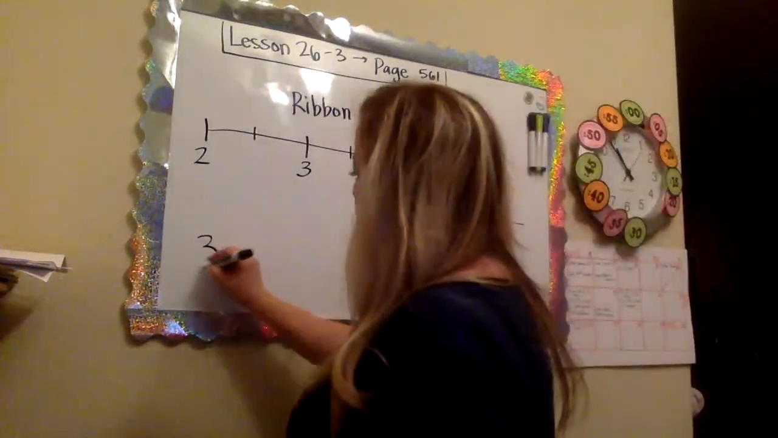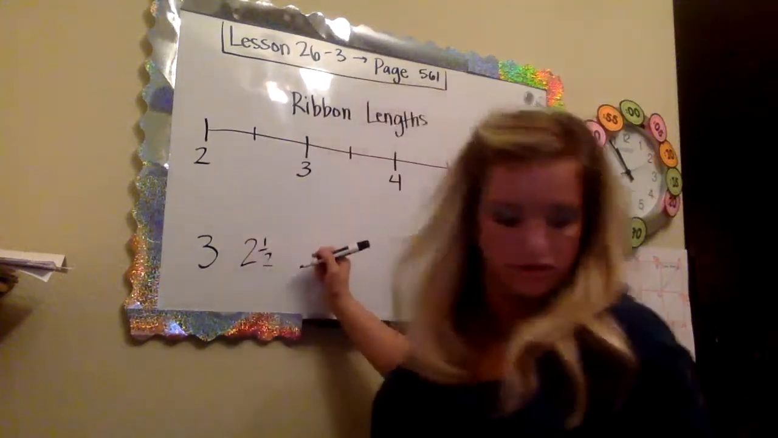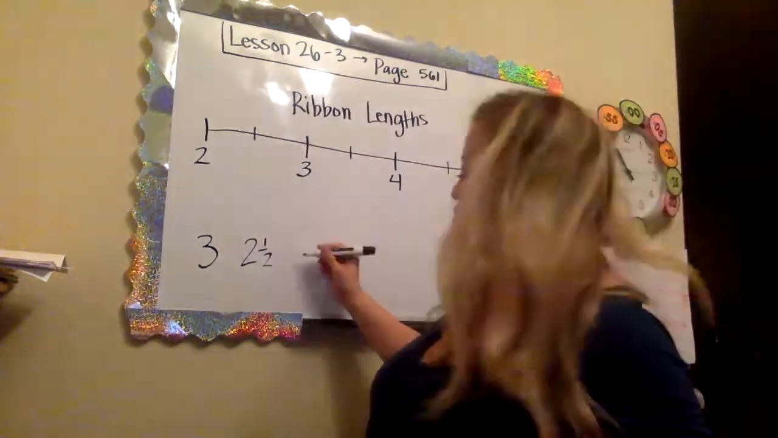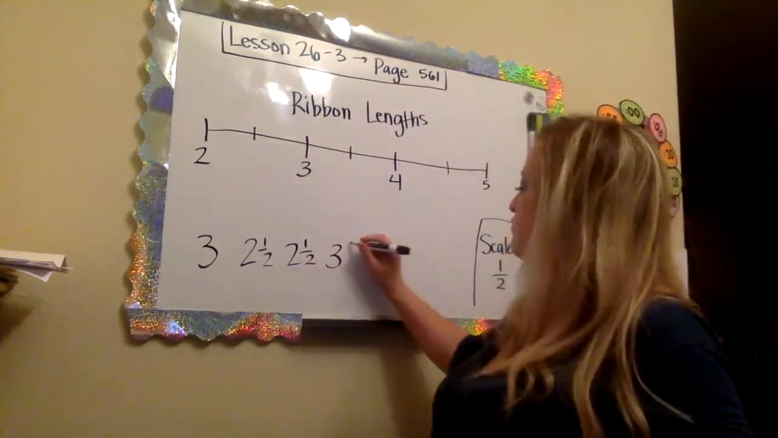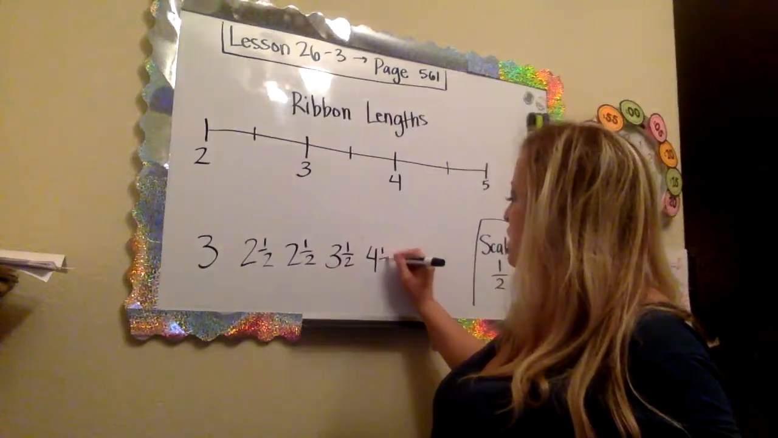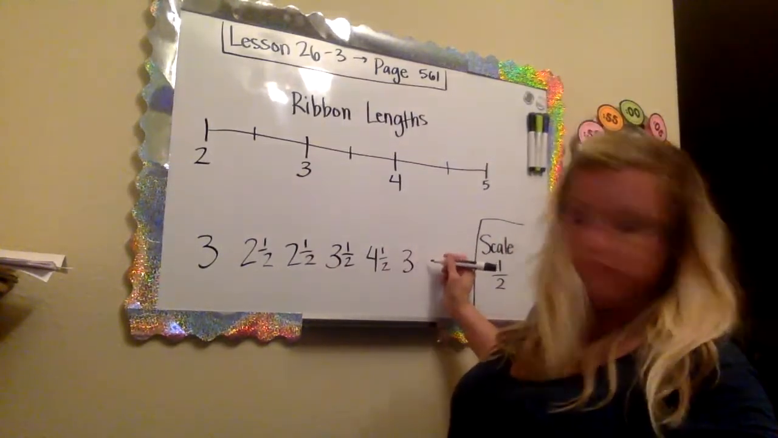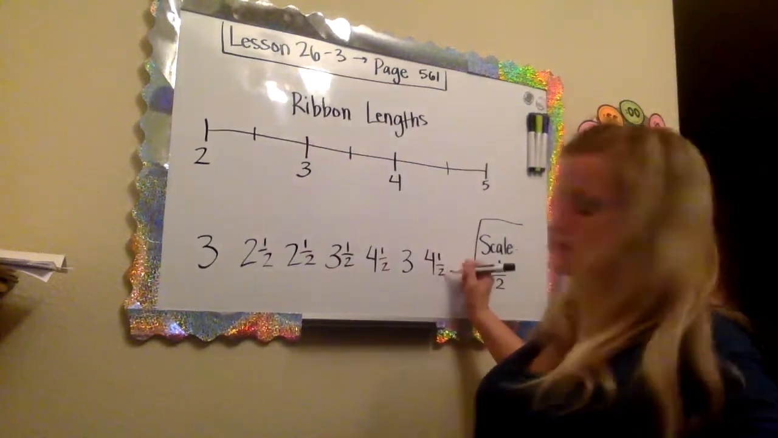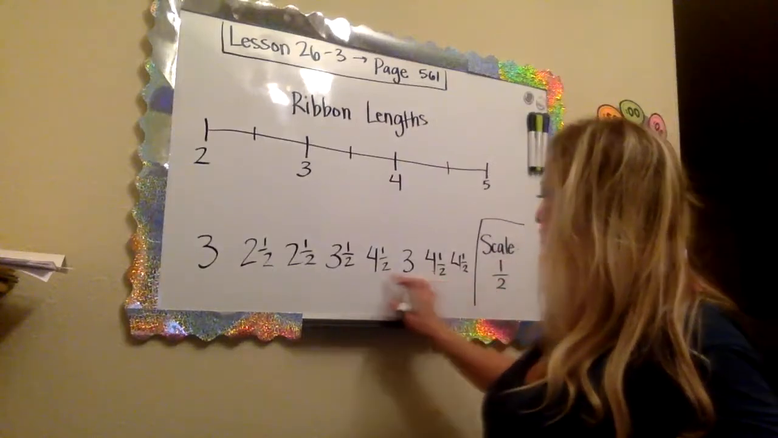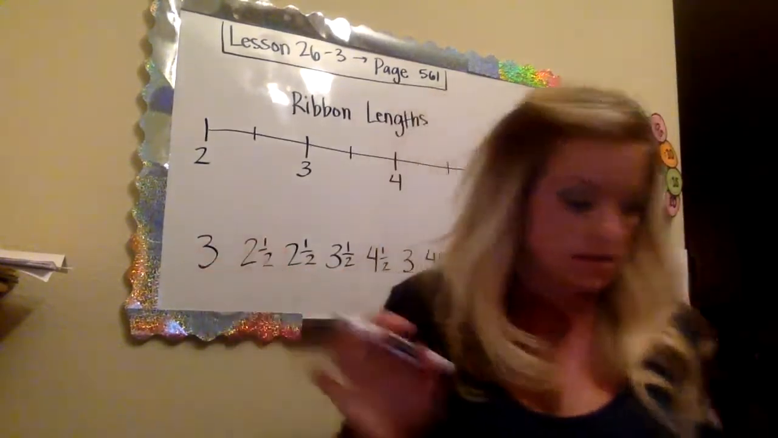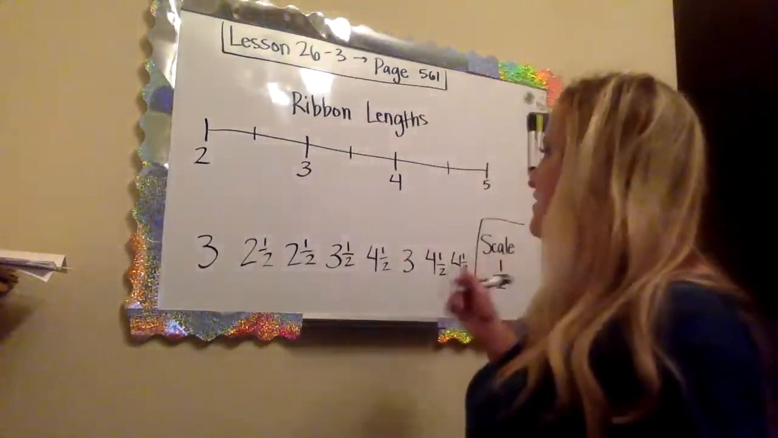First data point is 3, 2, 2 1/2, 2 1/2. This one is 3 1/2, 4 1/2, 3, 4 1/2. I just want to make sure I'm telling you guys the correct information. 4 1/2. So I wrote down 1, 2, 3, 4, 5, 6, 7, 8. 8. And let's just check. 1, 2, 3, 4, 5, 6, 7, 8. 8. So I know I'm going to have 8 X's.